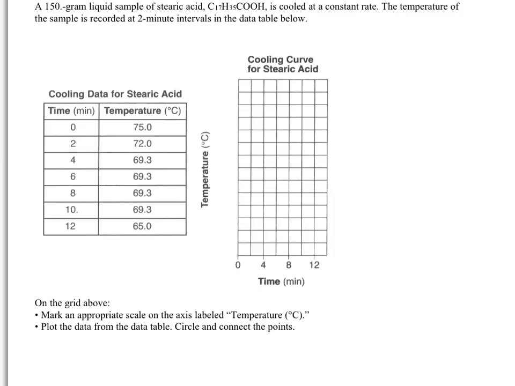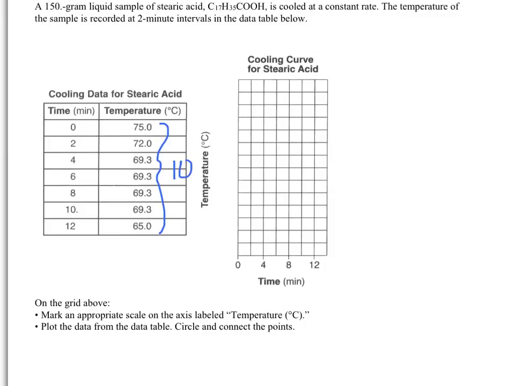Finally, let's do this graphing activity together. So here we see that we have a cooling curve for stearic acid. First thing we're asked to do is mark an appropriate scale on the y-axis. So to mark an appropriate scale, we have to look at what numbers are given on our y-axis. Numbers here are between 75 and 65. That has a range of 10. So I'll write that down just to help me later on.